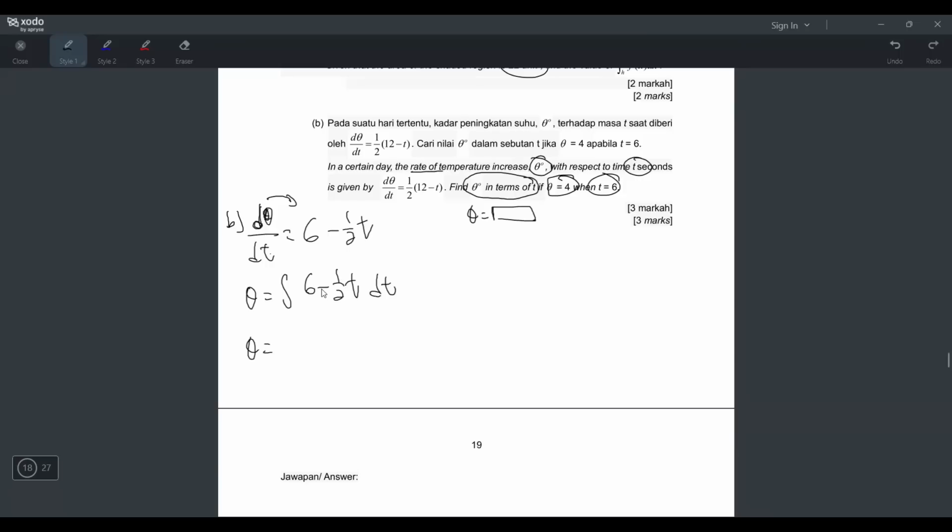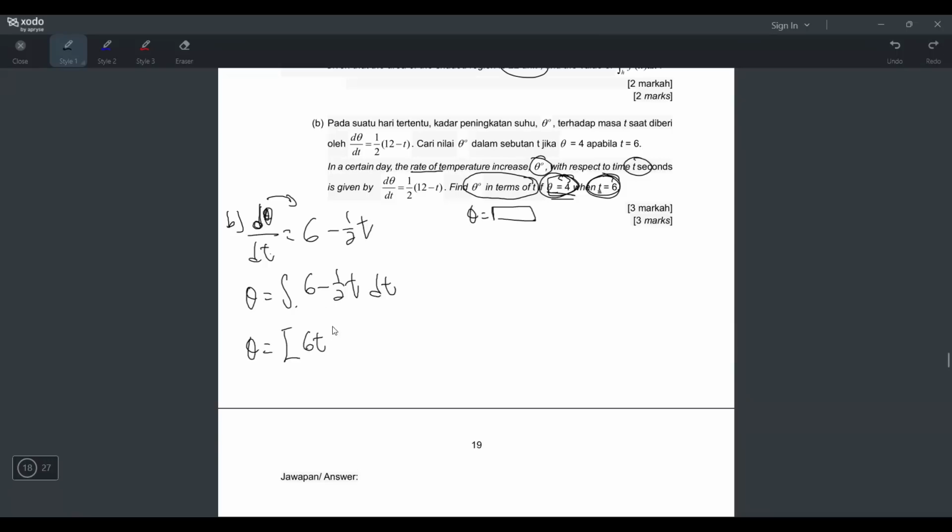In English, we call it indefinite integral because there are no numbers here, there's no limit here. And if there's no limit here, later at the back you have to write plus c, and you have to find the c later. That is why they give you theta 4 when t is 6. This theta 4 and t 6 is for you to find c later, not now, but later. After you integrate and simplify everything, you need to find c, and you need this theta 4 at t 6, right? So this is for you to find c later. Okay, let's integrate now.